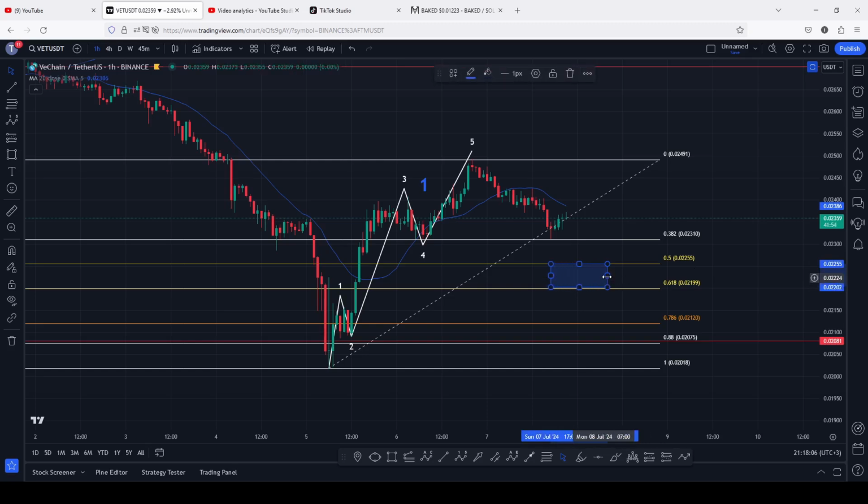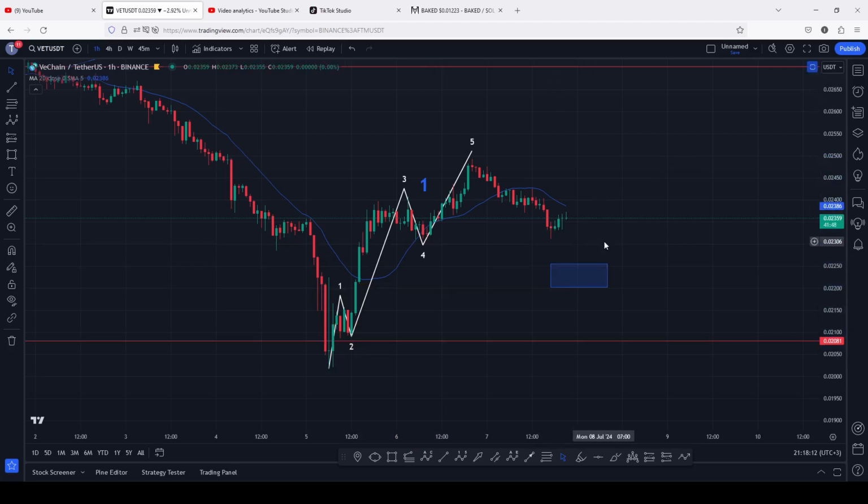And this is a significant area that we need to pay attention to in case Vechain is unable to break above the 20-day MA and we get a rejection from this point over here, because that would mean that we are going to see a bit of a breakdown move into this target area over here, maybe find support, see much of a consolidation before we can get another bounce back to the upside.